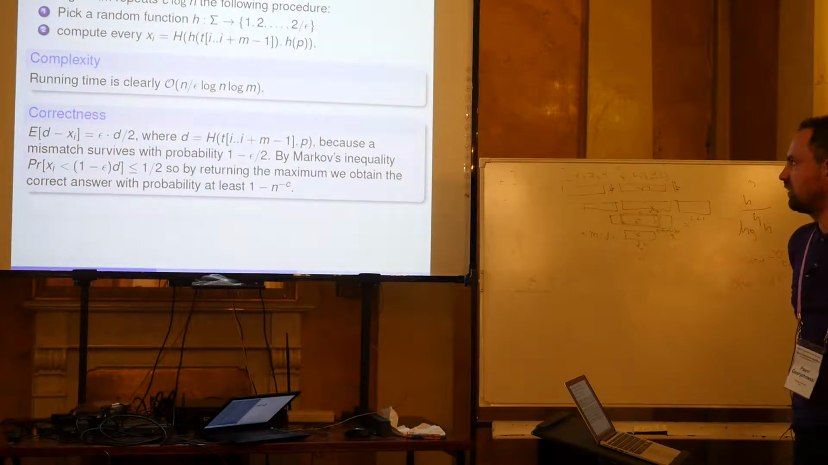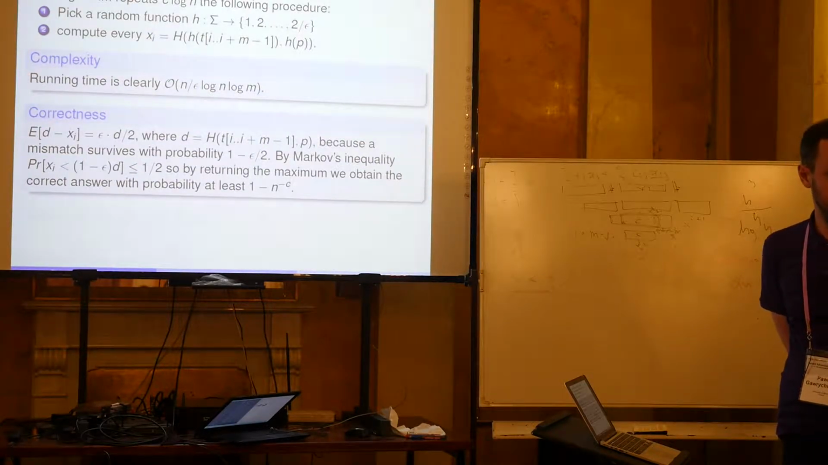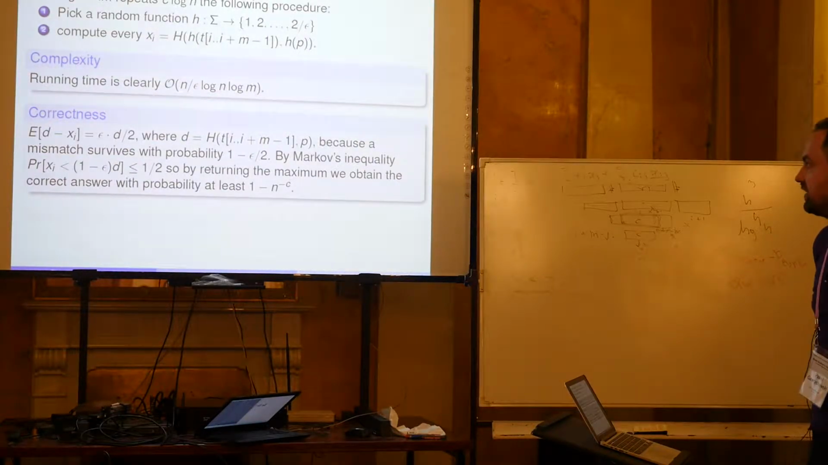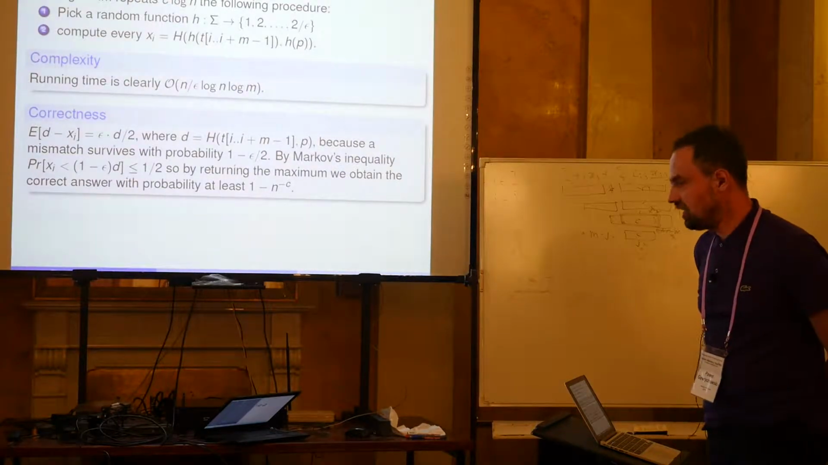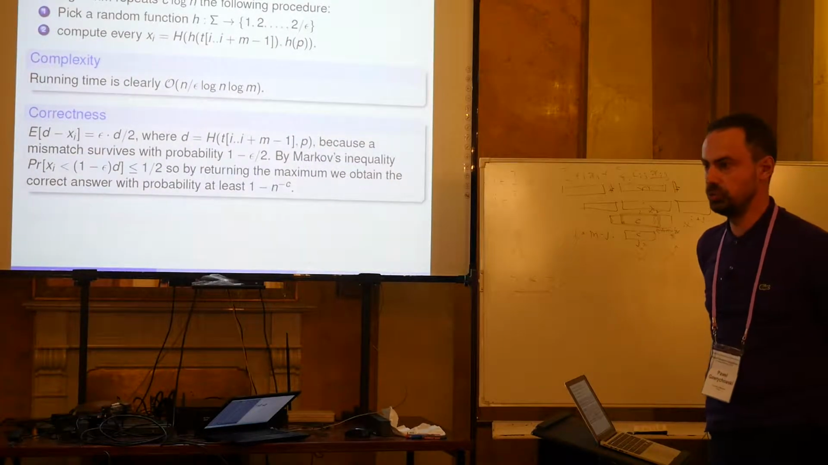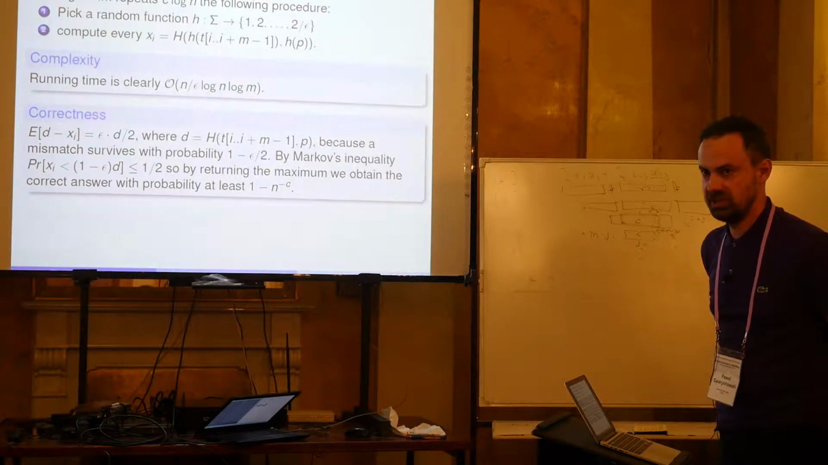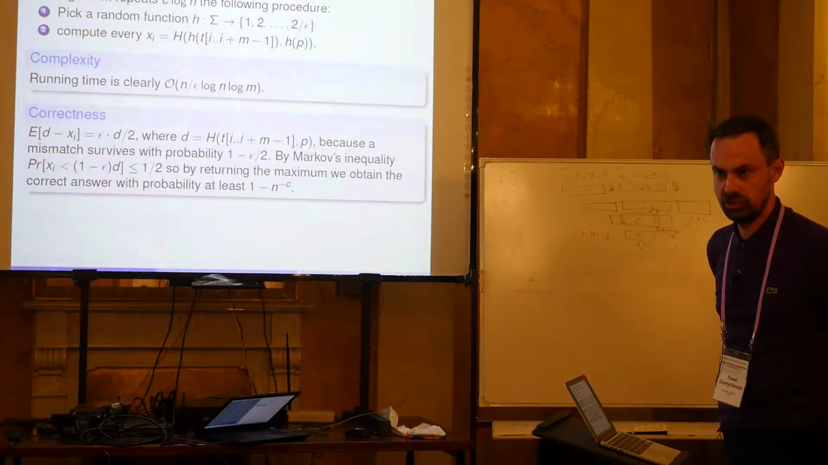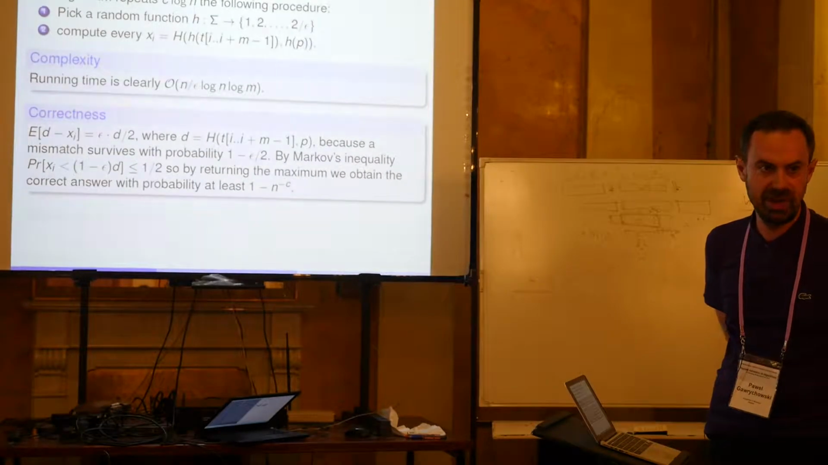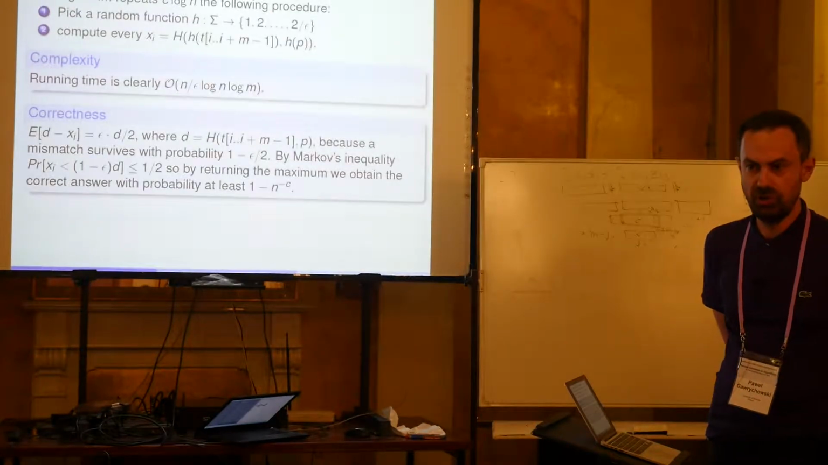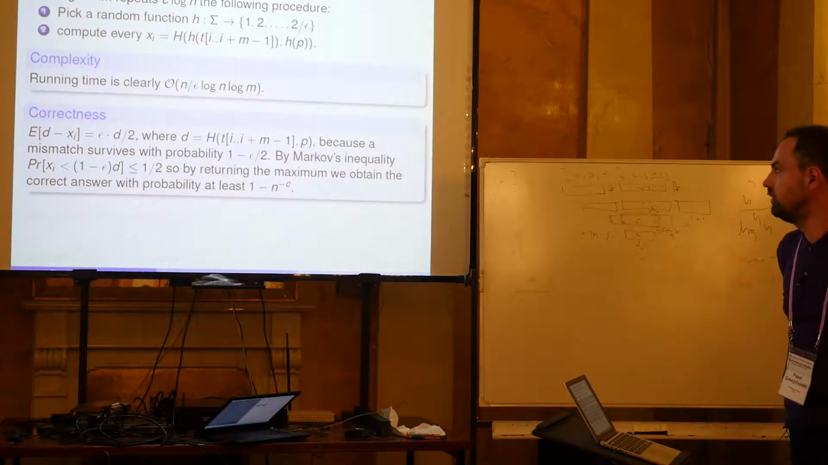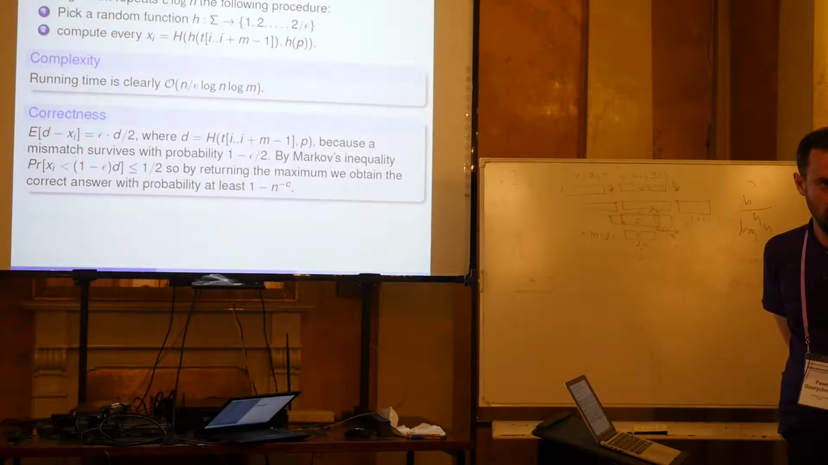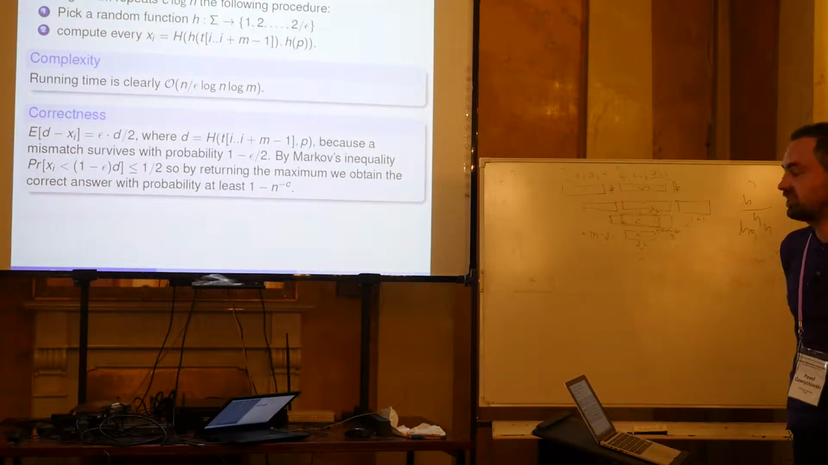Well, we repeat the experiment many times, right? And for each xi, in every experiment, the chance that xi is too small is less than 1 over 2. So we repeat many times and we return the max. For the maximum value to be too small, all experiments must fail, because we return the maximum.